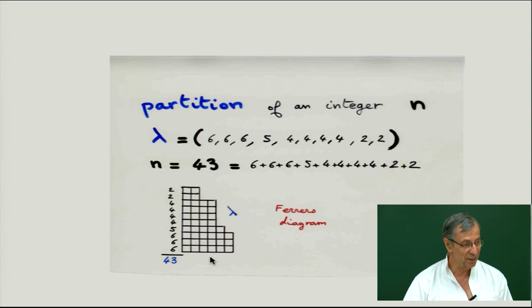It's a diagram like this, where the number of elements in each row is what is called the part of the partition. See 6, 6, 6, 5, 4, 4, 4, etc. So you have this kind of diagram, which is a visualization of the partition.